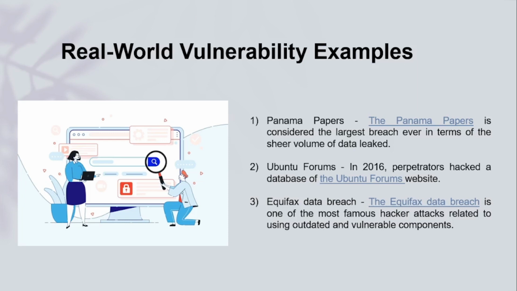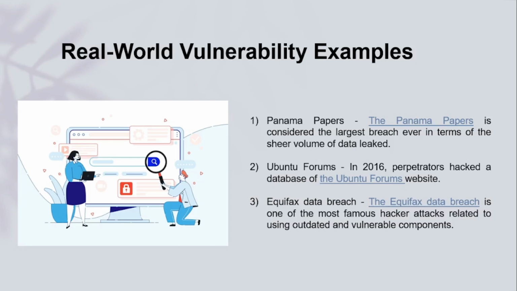Equifax data breach. The Equifax data breach is one of the most famous hacker attacks related to using outdated and vulnerable components. In 2017, attackers took advantage of a security flaw in Equifax systems. They compromised the personal information of 148 million American consumers, such as first and last names, phone numbers, home addresses, birth dates, driver's license numbers, and social security numbers.